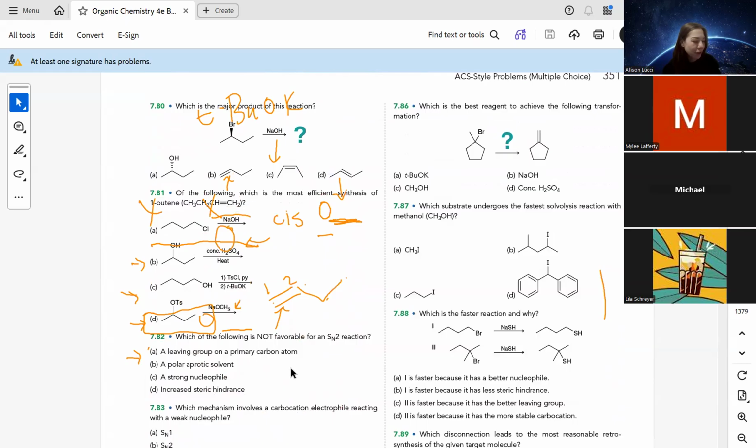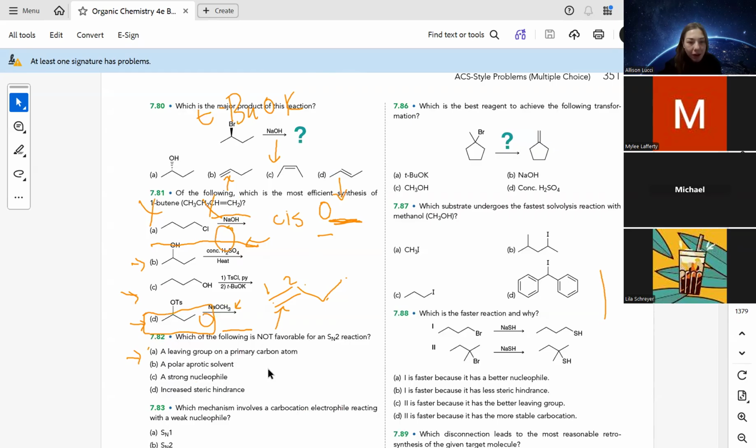So 82, if we had increased steric hindrance in D here, that's an unfavorable condition for an SN2 reaction, because we know that we need to have a leaving group leave at the same time that we have a nucleophilic attack. So a leaving group on a primary carbon atom, that's a good condition for SN2. So primary and secondary substrates with leaving groups on the primary or secondary carbons.